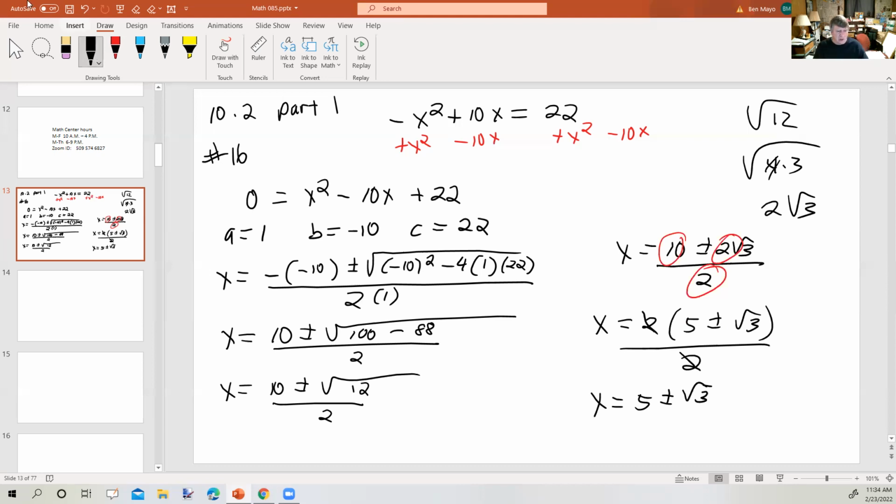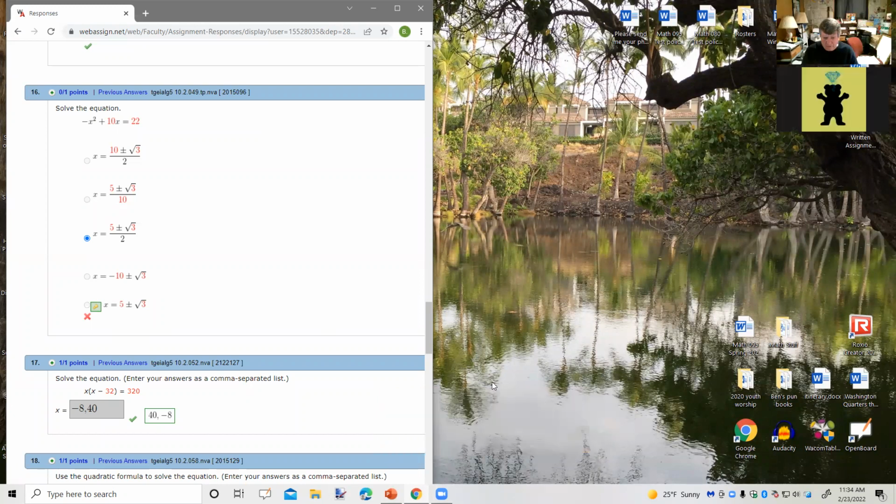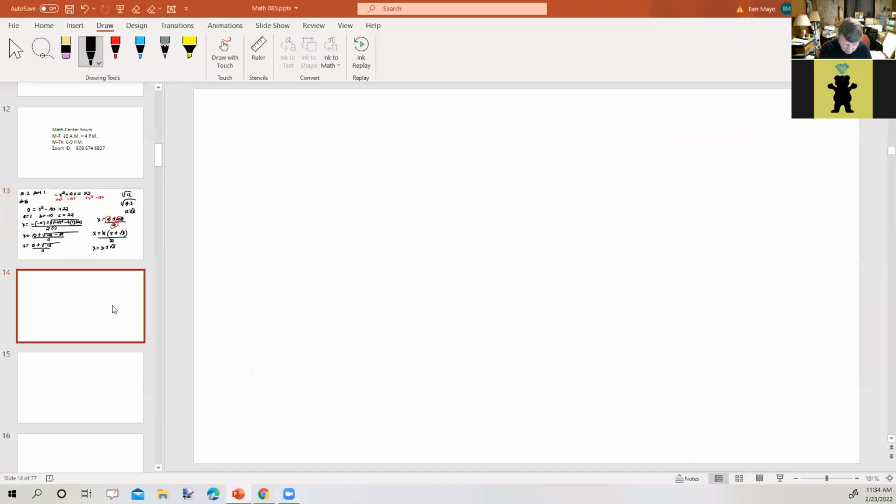Now, this particular problem in WebAssign was a multiple choice. So in this case, they do use the plus or minus notation, as you can see here. So this item down here would be the correct answer, 5 plus or minus the square root of 3. Okay. Moving on, unless there's any other questions.